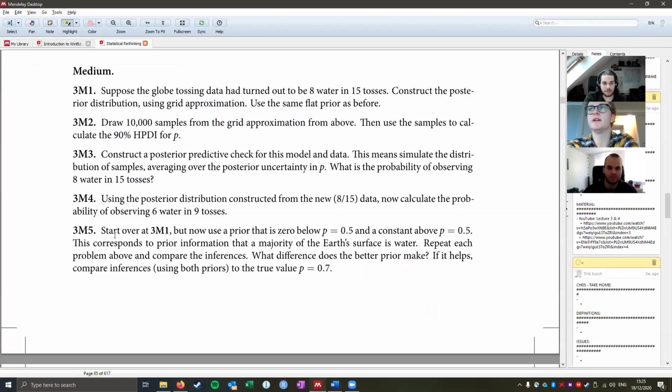The HPDI function, do you need to draw the samples, or can you do this without doing the sampling? No, you need to do the sampling. You need to do the sampling to build that. Okay. The first one is just the distribution. Gotcha. The second one are real values. Gotcha.